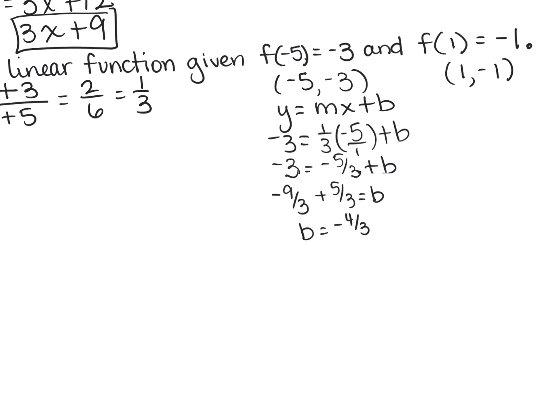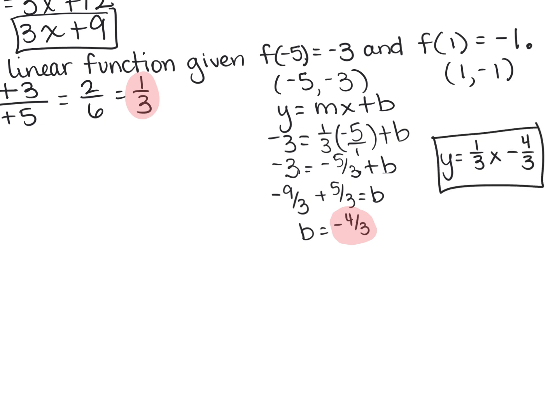And again, if you use this pattern, you have to make sure that you're using a slope and the y-intercept to come up with your equation. So your equation is y is equal to, my slope is 1/3, x, and then my b is negative 4/3. So this would be the equation that you're looking for online.